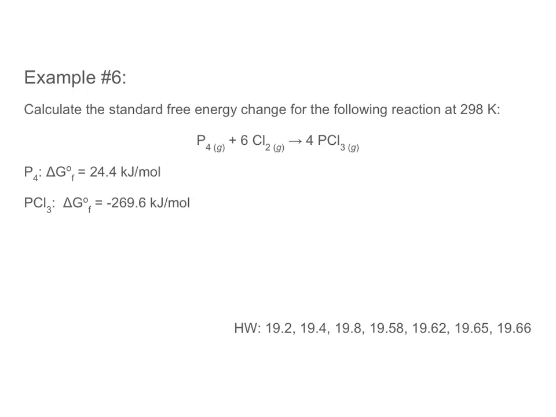Okay. Now, here's an example. In this case, I have the reaction of phosphorus and chlorine making phosphorus trichloride, so it's tetraphosphorus. And what we're going to do here is use this formula. Delta G is equal to the sum of the delta G formation at standard state of the products minus the sum of the delta G formation at standard state of the reactants.